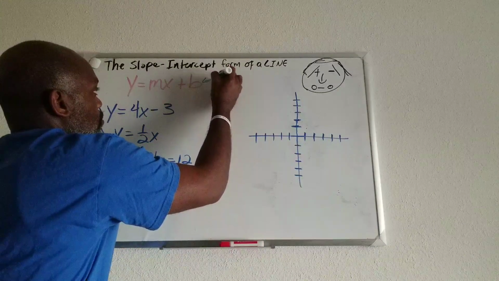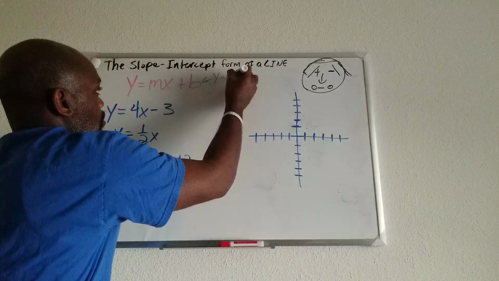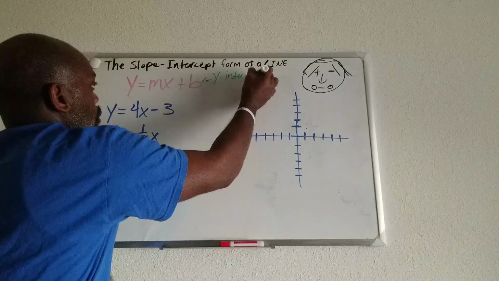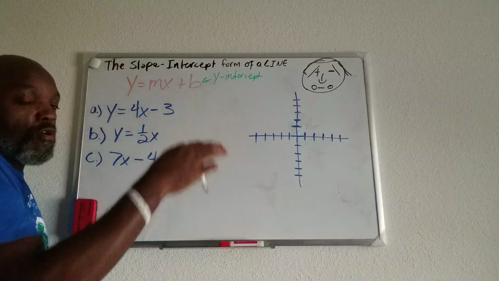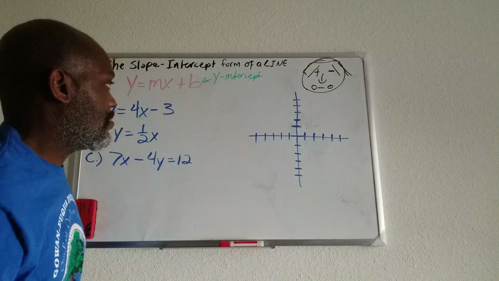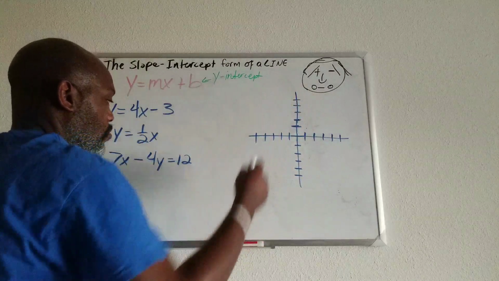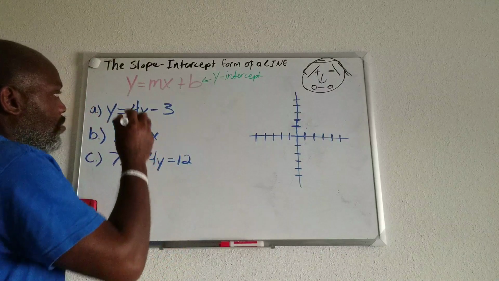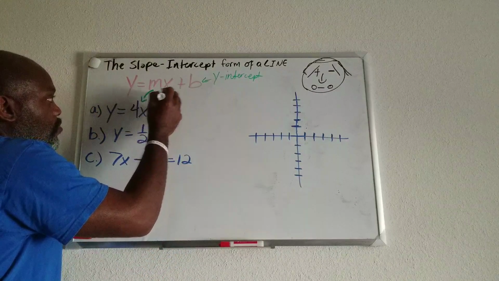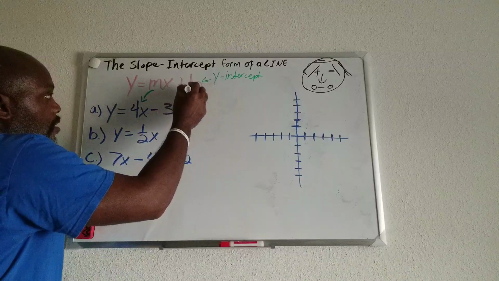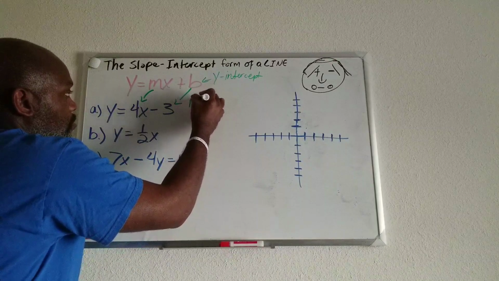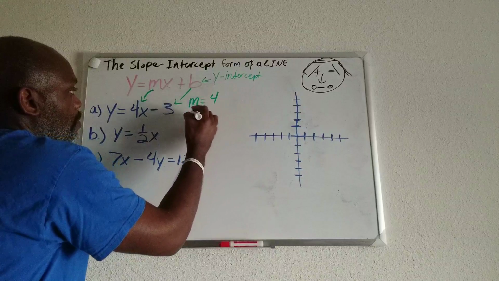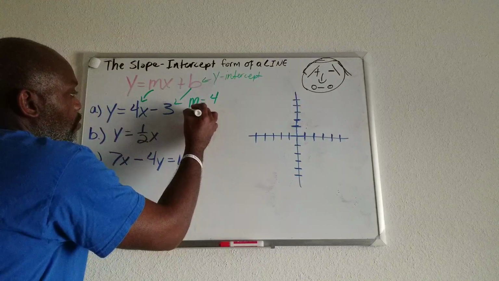Okay, something a little different than we've heard before. The y-intercept simply means that that's where the line crosses on the y-axis. Okay, so where the line crosses on the y-axis. All right. So with that being said, they want us to graph this line, and all we need is the slope, and the y-intercept.